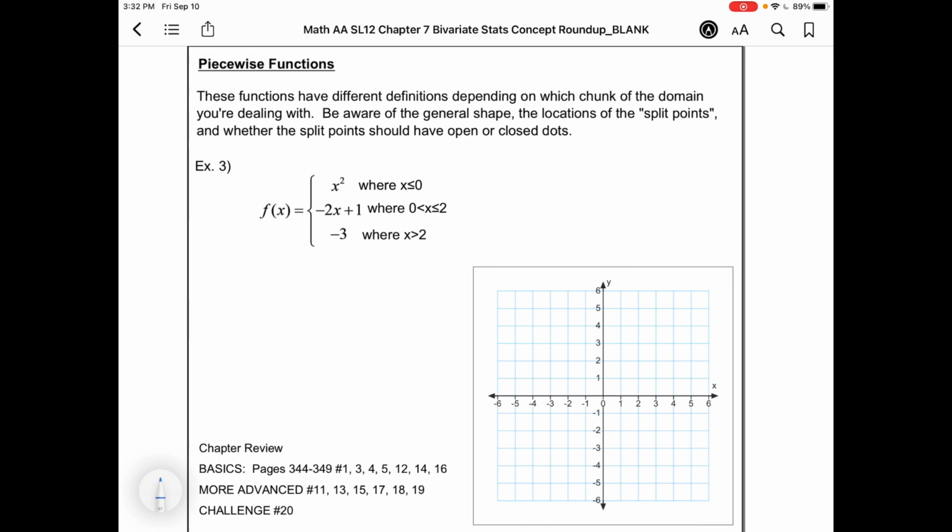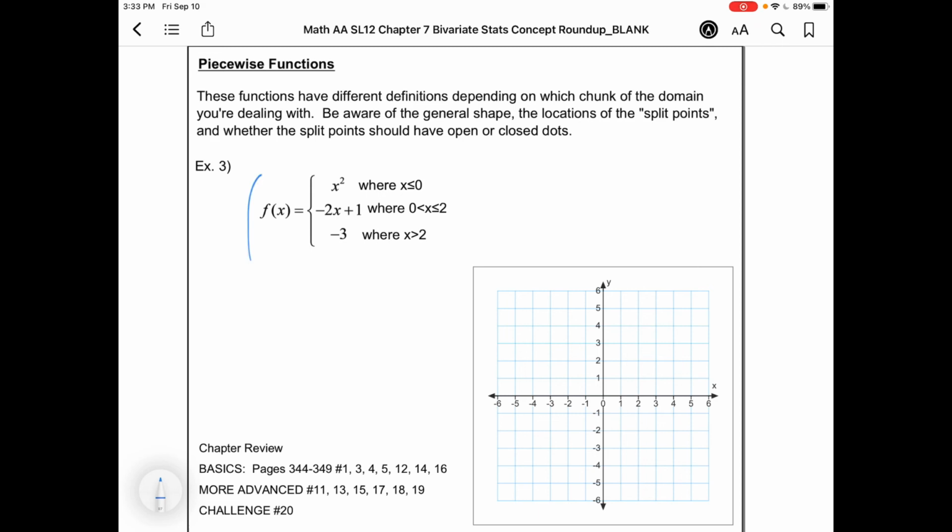The last part of the chapter has to do with piecewise functions, and these are functions that have different definitions depending on which chunk of the domain you're dealing with. So we want to be aware of general shape, the locations where it's sort of handed off from one definition to the next, which I like to call split points, and whether the split points should have open or closed dots. If they're included, they should be closed. If they're not included, then they should be open.